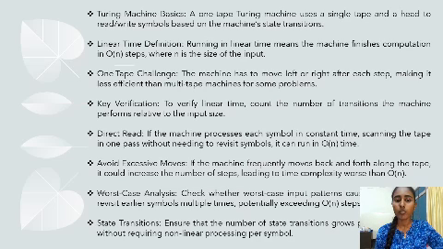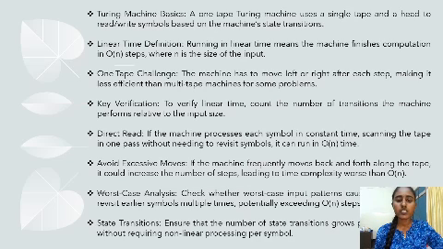for some problems. Key verification. To verify linear time, count the number of transitions the machine performs relative to the input size. Direct read. If the machine processes each symbol in constant time, scanning the tape in one pass without needing to revisit symbols, it can run in big O of n time.